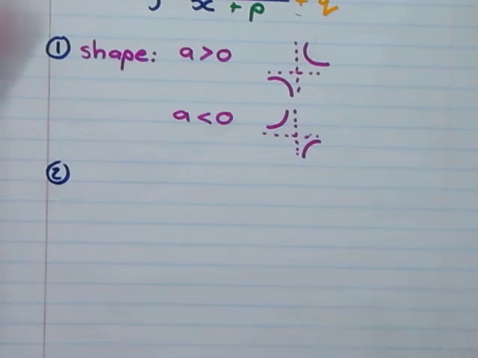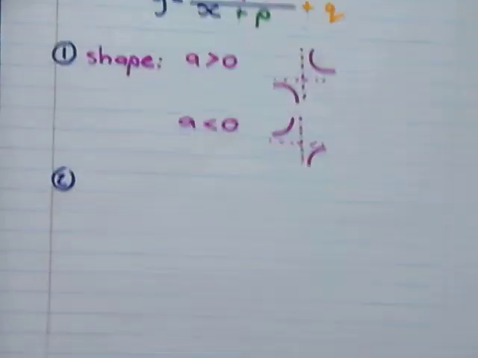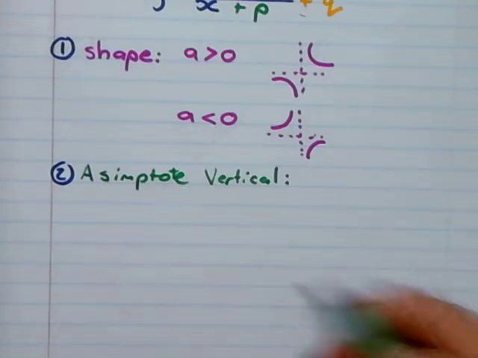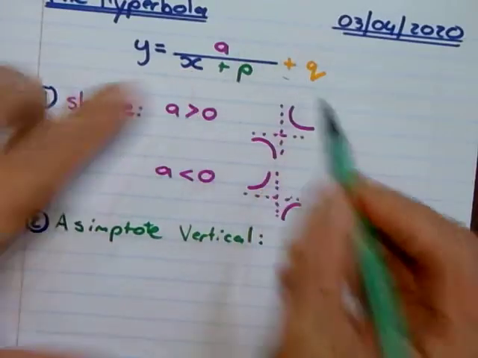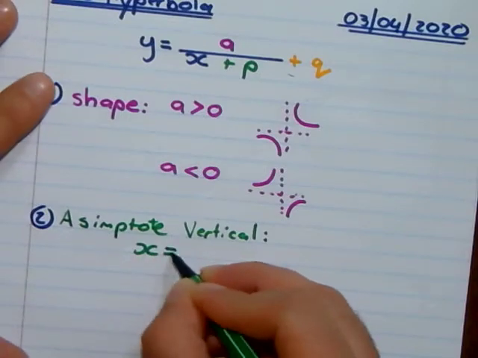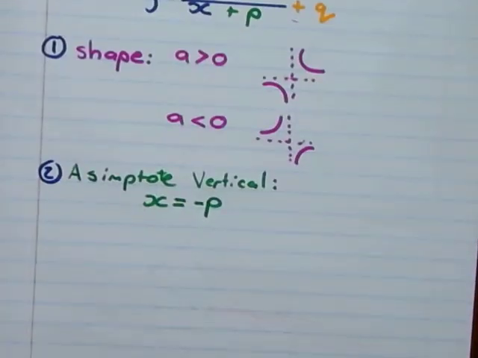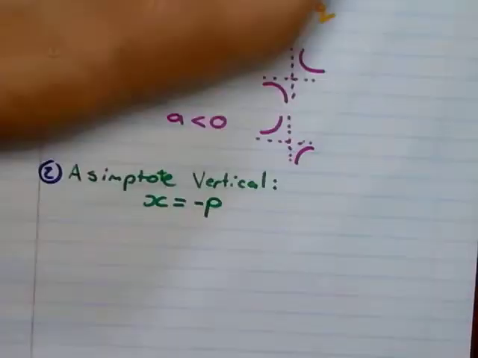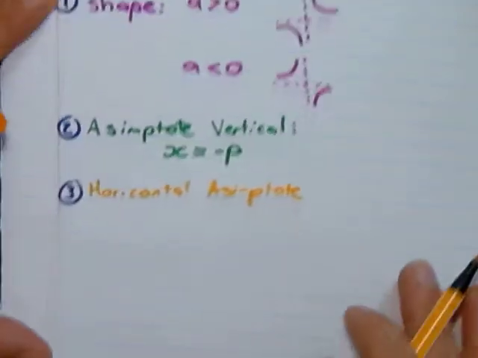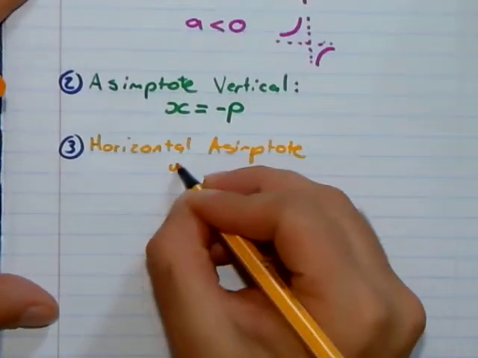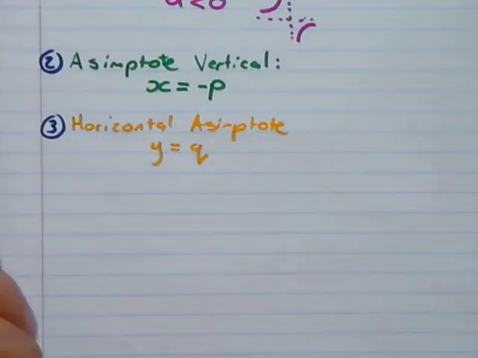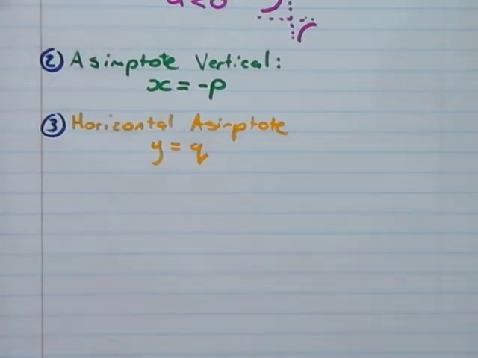The second thing we can know is your vertical and horizontal asymptotes. A vertical asymptote is always when I take the p to the other side, it becomes negative p. So x is equal to negative p. Why? Because negative p plus p is 0, and I can't have a 0 underneath the line. That's my vertical. And then we have our horizontal. My horizontal asymptote is when y is equal to q. That will always give me my horizontal asymptote, the equation y equals q.